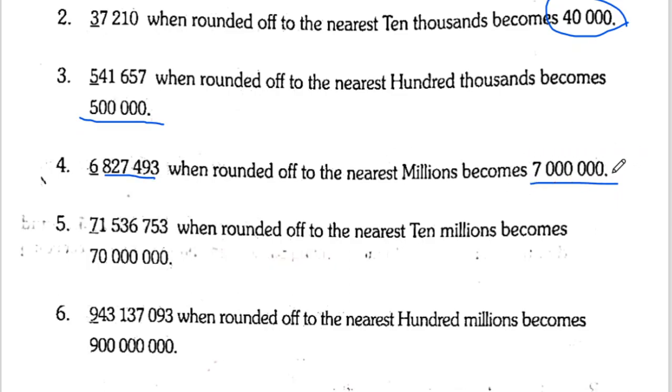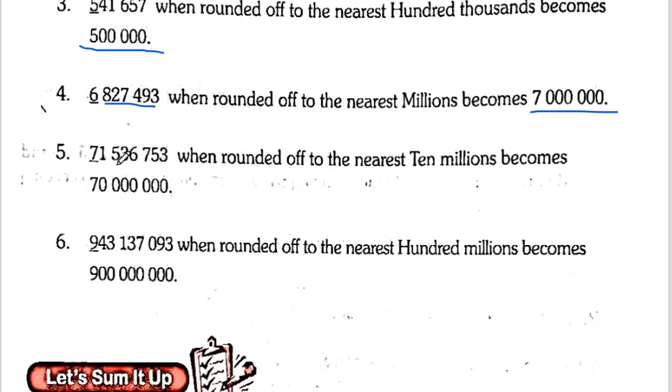The final answer, 7 million. Next, 71,536,753 rounds to 70 million. Next, 943,137,093 rounds to 900 million.